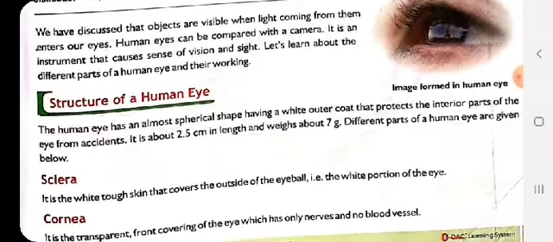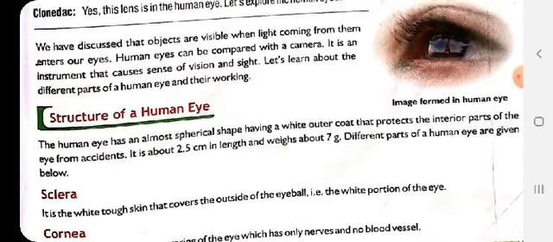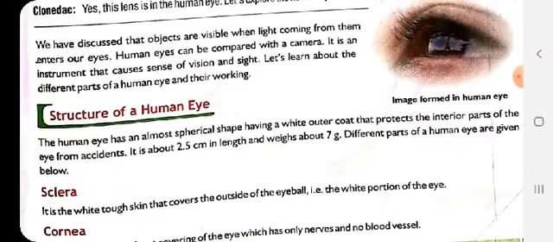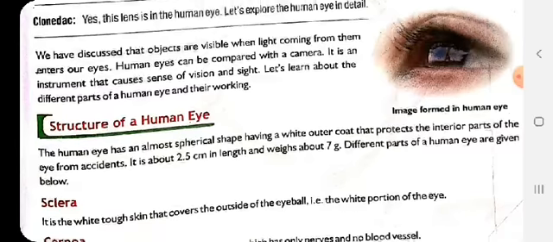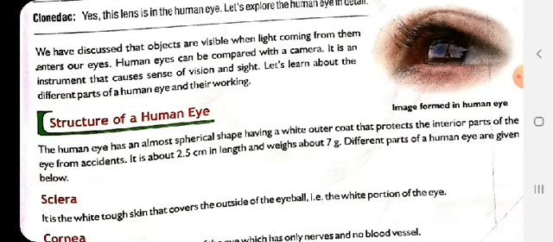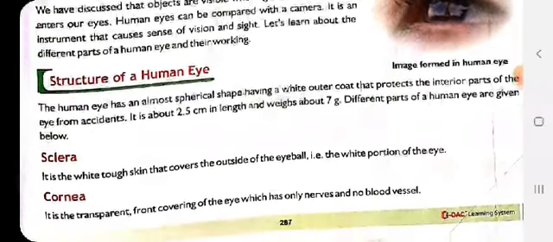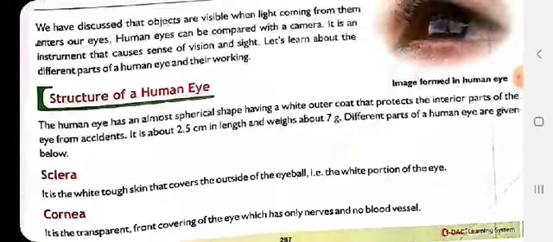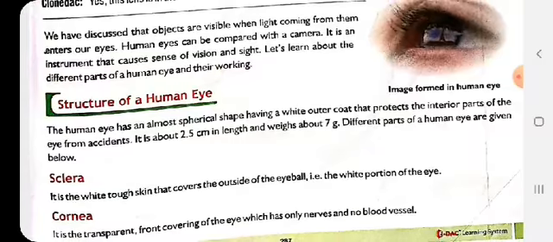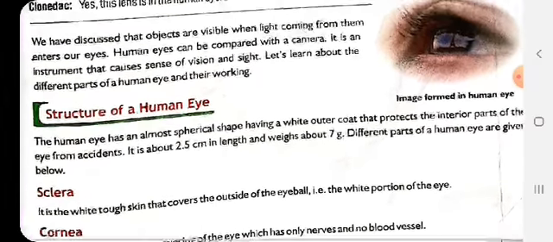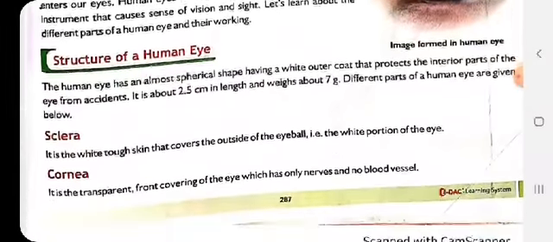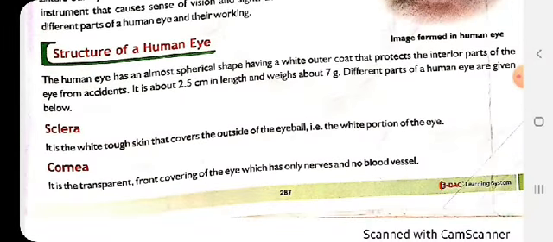So let us start with the structure of human eye beta. If we talk about it, it is in weight 7 grams only and 2.5 centimeter length it is having. And obviously the megapixels, if we talk about the pixels, it is 576 megapixel kind of part which helps us to see the things. So it is almost spherical in shape beta, and it has interior parts which are very important for image formation. So one by one we are discussing all those structure, all those parts.